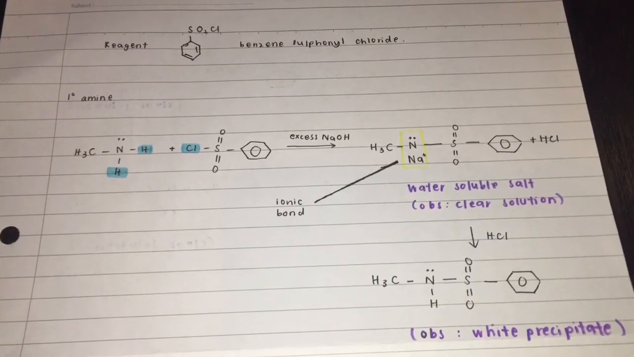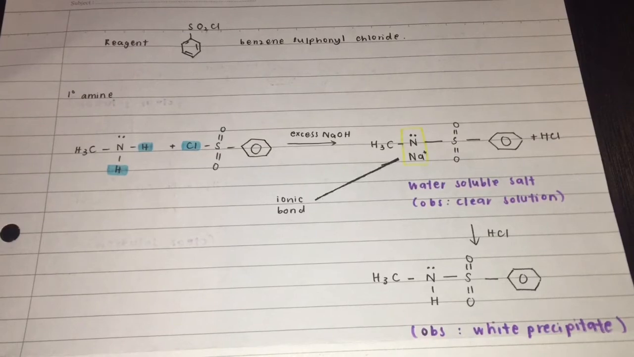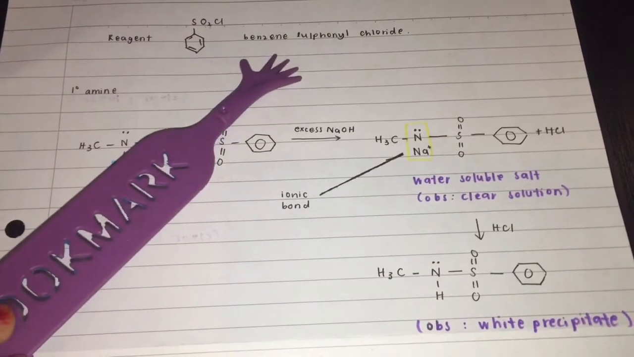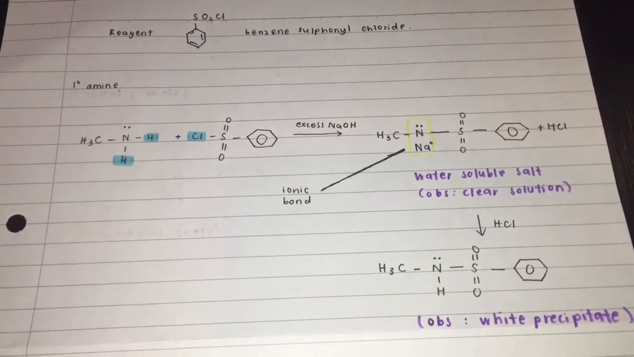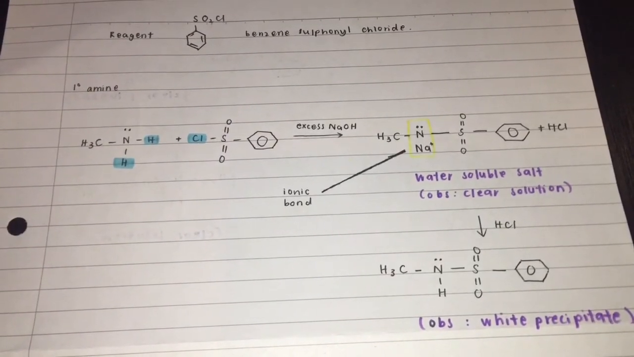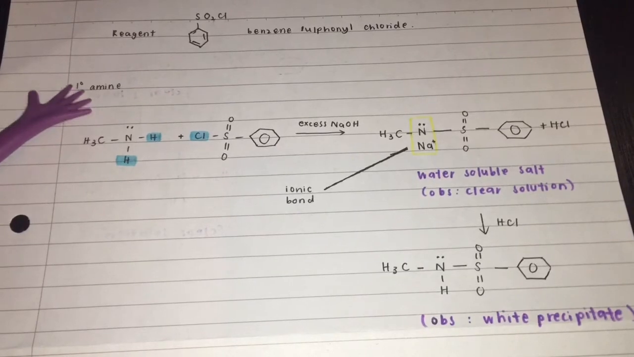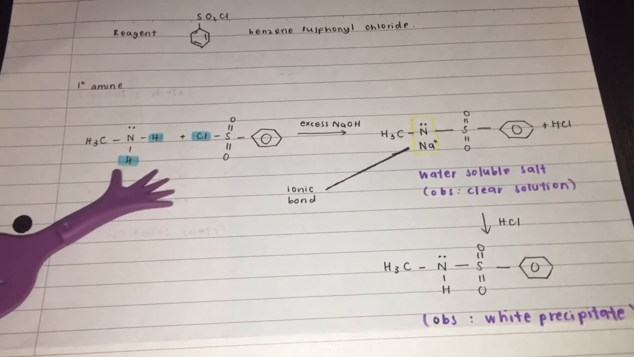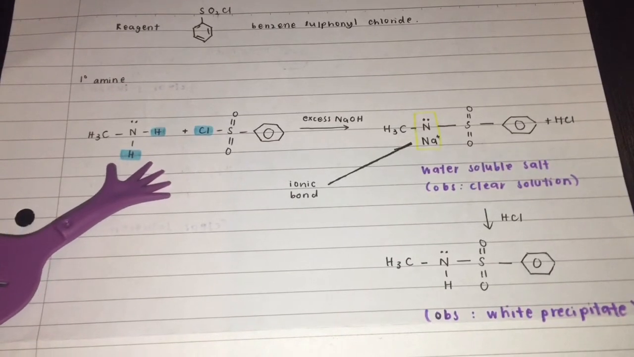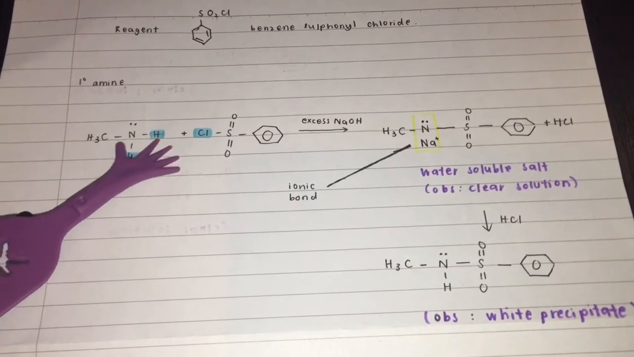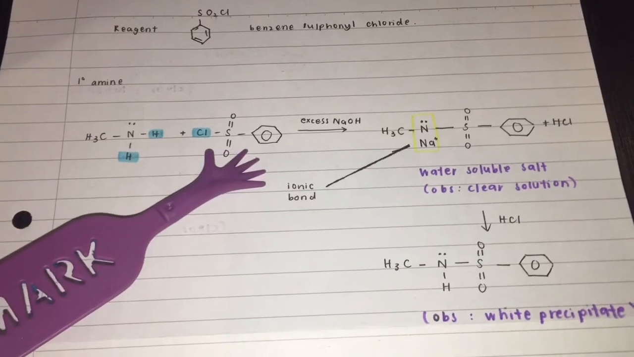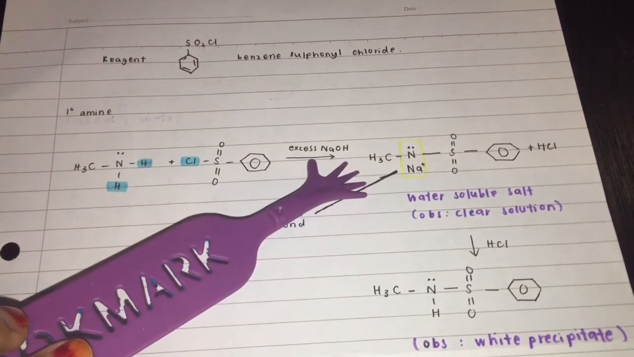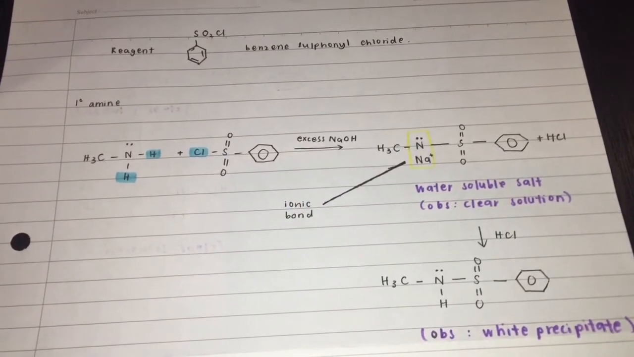Now we are going to see the reaction for the Hinsberg test, and the reagent that we will use is benzene sulfonyl chloride. The first one, we're going to test the primary amine over here. As you can see, in the primary amine there is only one alkyl group attached to it, and another two hydrogen atoms attached to nitrogen, and it will react with the benzene sulfonyl chloride in excess sodium hydroxide. Okay, so let's see.